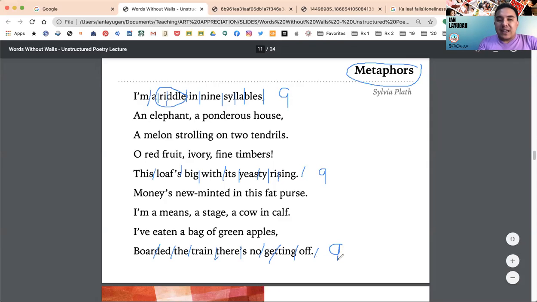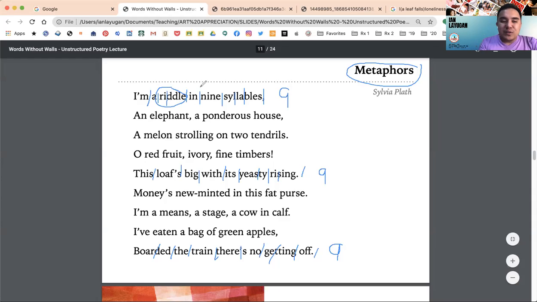So it already establishes from the very first line that Sylvia Plath, or the persona, is telling us this is a poem where you're supposed to look for an answer because it's a riddle. And the riddle has 9 syllables. It says there, "I'm a riddle in nine syllables, an elephant, a ponderous house, a melon strolling on two tendrils."